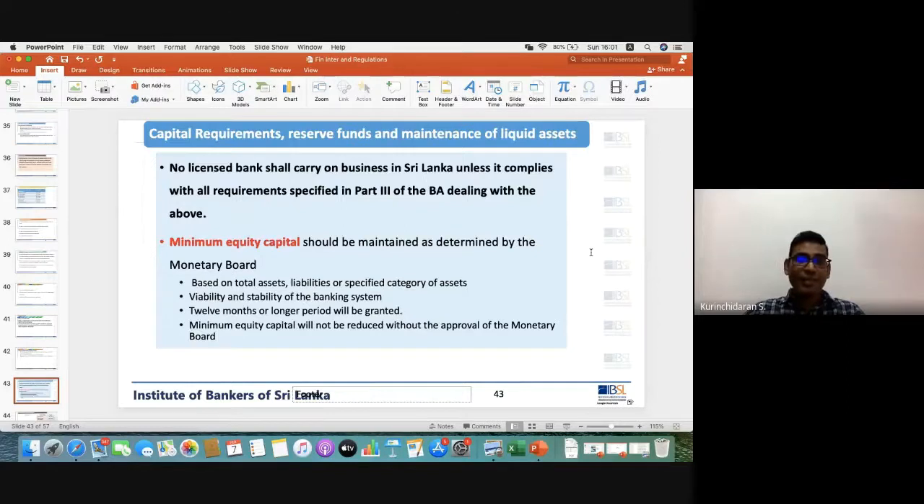It says, first of all, the minimum equity capital should be maintained as determined by the monetary board. So the monetary board from time to time says this would be the minimum equity capital, and banks are required to maintain it. This minimum equity capital would be decided based on several covenants, maybe total assets, maybe liabilities, or a specified category of assets, and the viability and stability of the banking system. And to comply with those, 12 months or a longer period will be granted. And minimum equity capital will not be reduced without the approval of the monetary board. So these are stated there with regard to minimum equity capital.